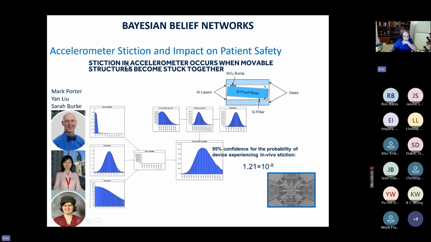accelerometer, which detects the motion of the patient, getting stuck, stiction. They were able to estimate that in vivo, in a patient in normal life, the probability of getting stuck was less than 12 in a billion. That was considered acceptable risk, but nonetheless, they worked with the supplier to reduce that risk even further.